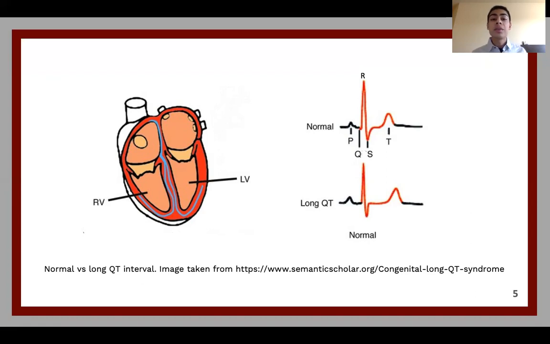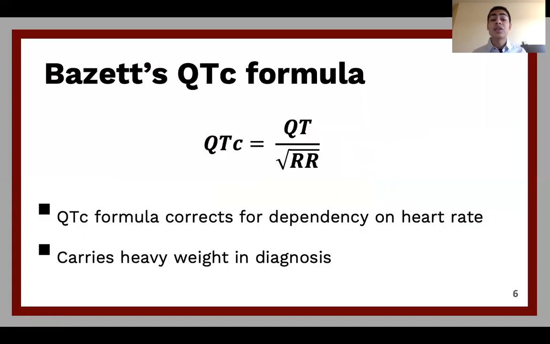Now, the QT interval is dependent on heart rate. It's going to naturally get a little bit longer as heart rate decreases because there's going to be a bigger gap in between beats. So how are clinicians supposed to be able to identify if a patient's QT interval is actually prolonged? Because it could just be relative to a slow heart rate. And so that's where Bazett's QT correction or QTC formula comes in.